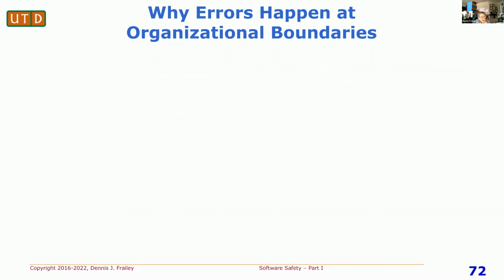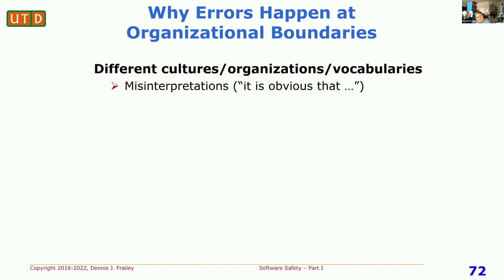Okay, why do errors happen at organizational boundaries? Because there are different cultures, different ways of organizing, different vocabularies, different terminology. And I've run into this statement so often: it's obvious that something or other should be the case. Well, it may be obvious to the person stating the requirement. It may not be obvious to the person responding to the requirement.